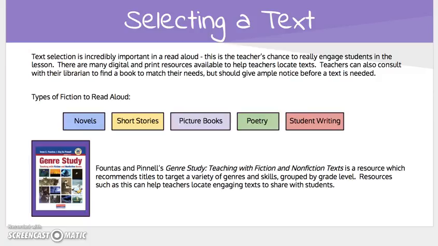There are many digital and print resources available to help teachers locate texts. Teachers can also consult with their librarian to find a book to match their needs. But make sure you give the librarian ample notice before a text is needed.